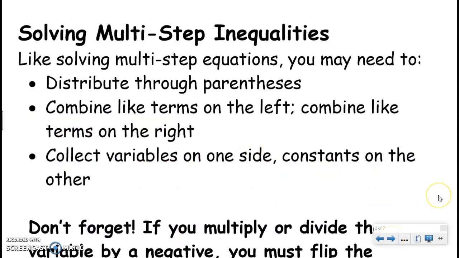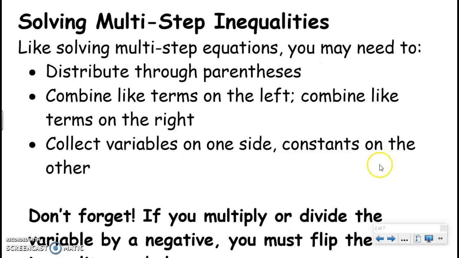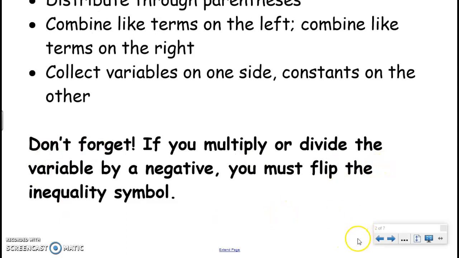So just a refresher, like solving multi-step equations, you might need to distribute, combine like terms on the left side, combine like terms on the right side, collect variables on one side and constants on the other, and then don't forget, if you multiply or divide by a negative, you must flip the inequality sign.